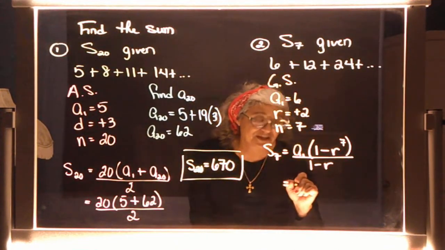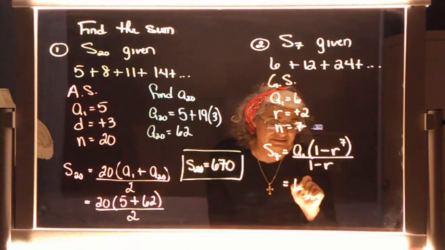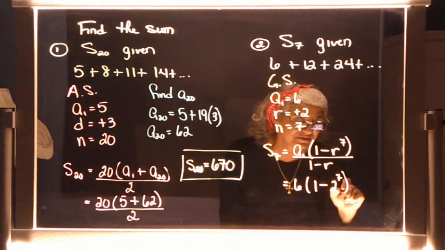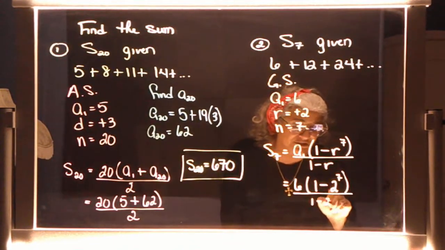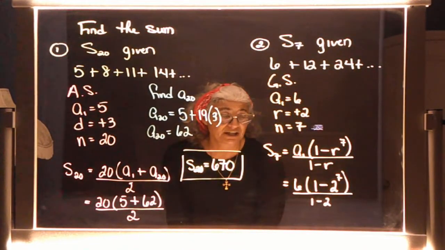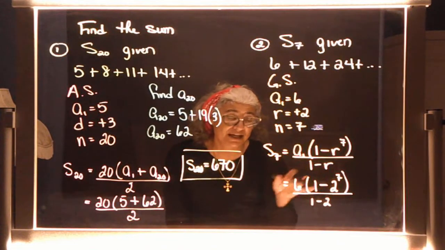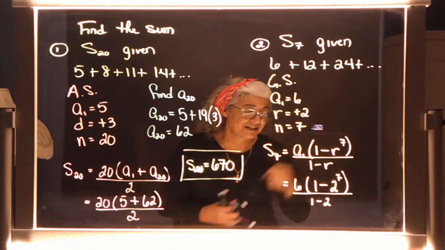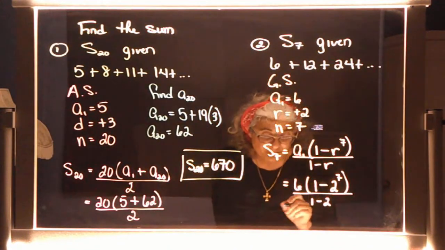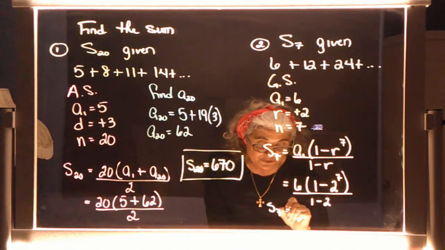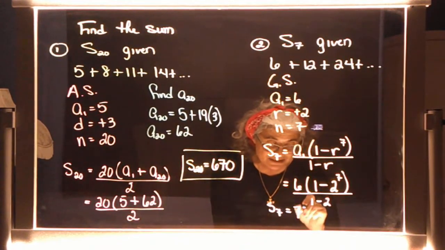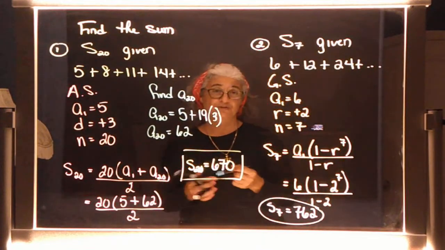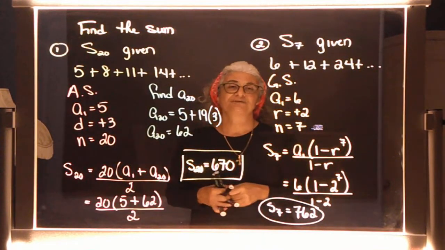Okay, what's a sub 1? 6. What's r? 2. So 2 to the power of 7 over 1 minus 2. Okay, so I know you guys are working this out, your calculator punching, be my guest. After all is said and done, hopefully you agree with me that the sum of the first 7 terms of this geometric sequence is 762. Did we agree? Cool.